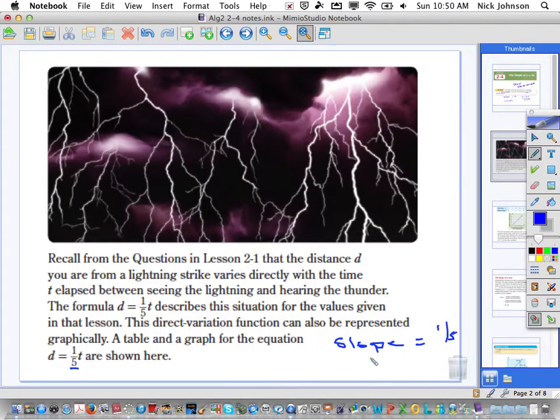And I know every single direct variation problem goes through 0, 0. So if I really wanted to graph this, I could graph it. I have 0, 0 as a point. I go up 1. I go to the right 5. 1, 2, 3, 4, 5. Get another point. I know this isn't pretty, but you should get the point here. And then you have your line. It's positive slope, so this line should be rising left to right, which obviously, as you can see, it does.